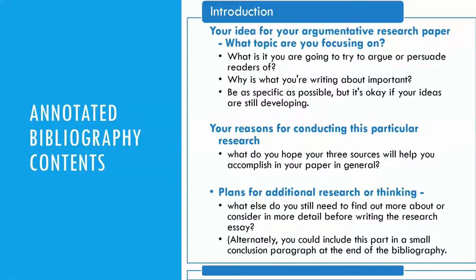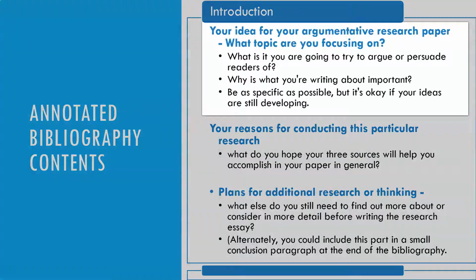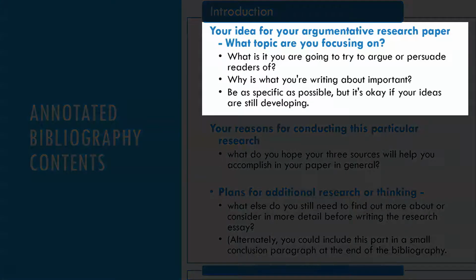What do you still need to find out more about that the three sources that you discuss in the annotated bibliography might not cover entirely, because you do need at least five sources for the final paper. So steps 2 and 3 of the introduction, you can't really write until you have found your three sources for the annotated bibliography. But step 1, I think these questions are useful for you to think about as you begin or continue your research for the annotated bibliography.